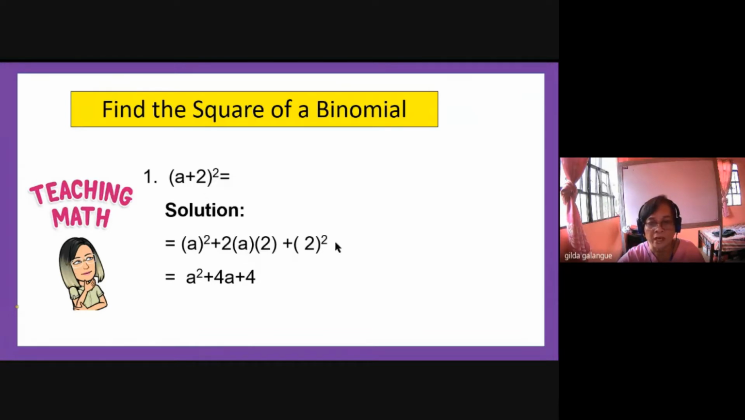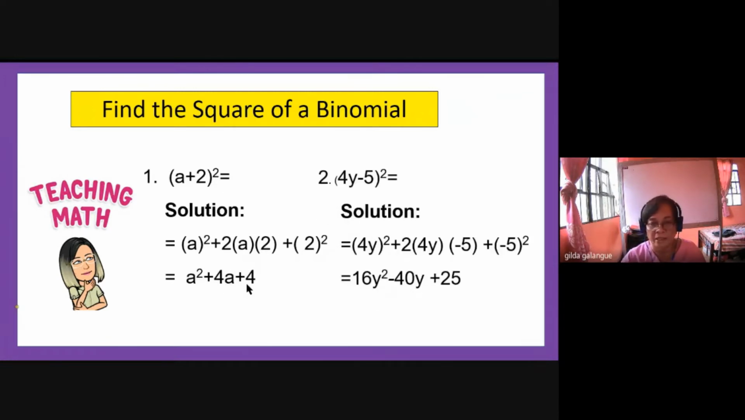Plus, square the second term. The second term is 2. That is 2 squared. So we have a times a is a squared. 2 times 2 times a is 4a. And 2 times 2 is 4. So a plus 2 quantity squared equals a squared plus 4a plus 4.